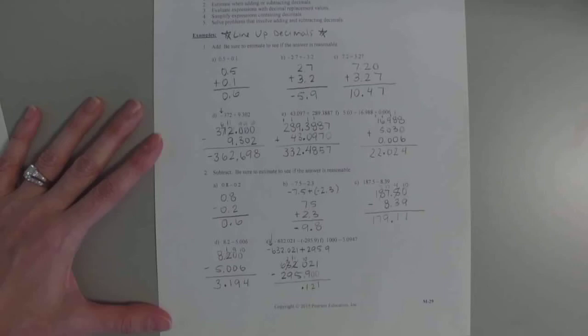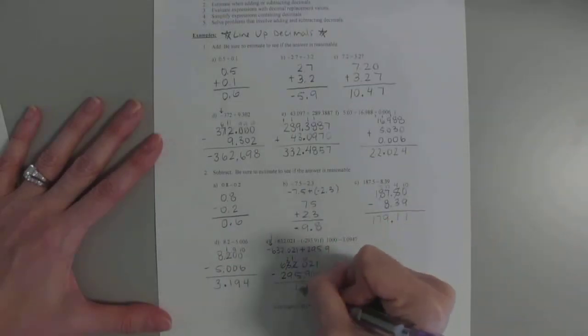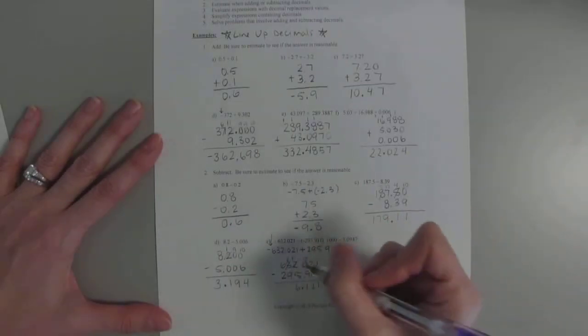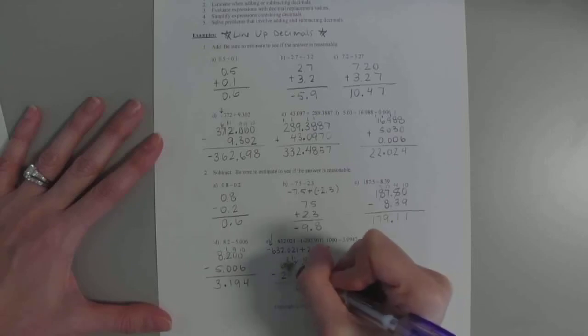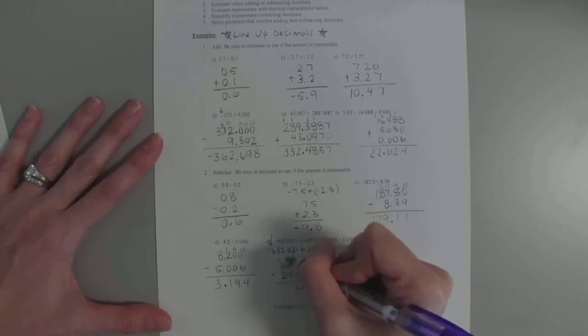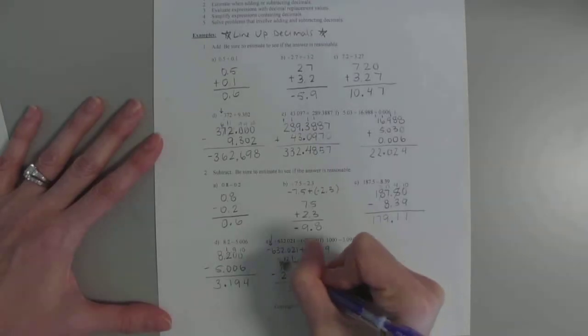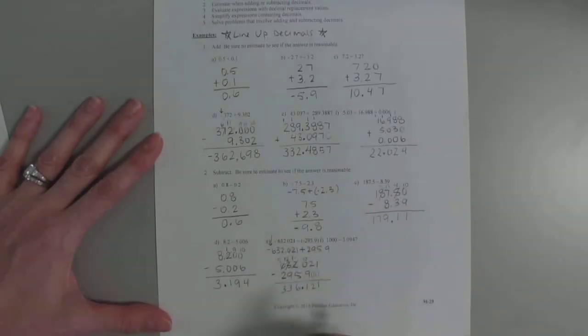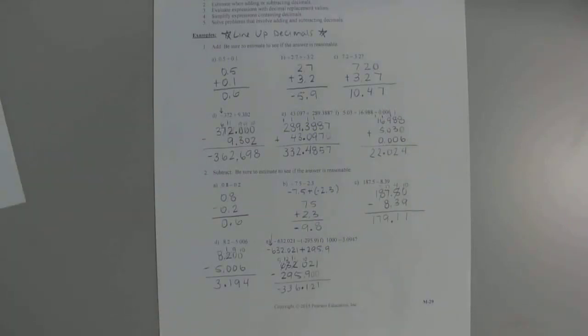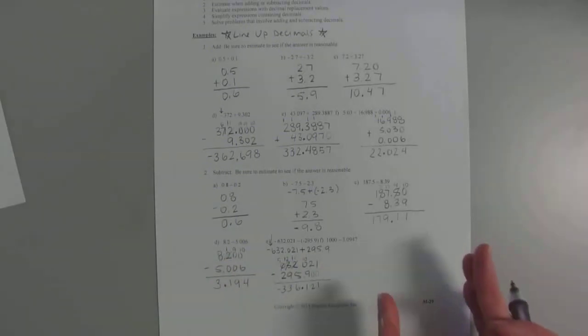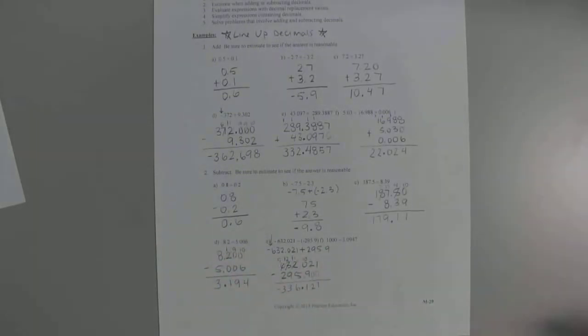I can't do 1 take away 5, so I got to borrow from the 3. He'll become a 2, and the 1 will become 11. 11 take away 5 is 6. I can't do 2 take away, there's a lot of borrowing here. I can't do 2 take away 9, so I got to borrow from the 6. He'll become a 5, and he'll become a 12. 12 take away 9 is 3, and then 5 take away 2 is 3, and what can't we forget our answer is? Negative. So did you get negative 336 and 121 thousandths? Does that look okay?